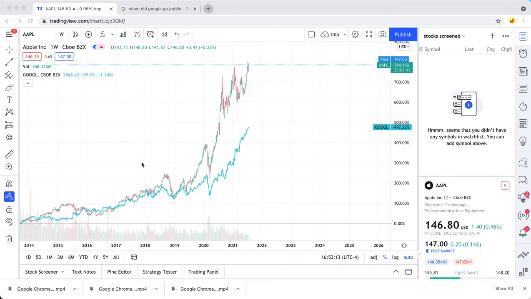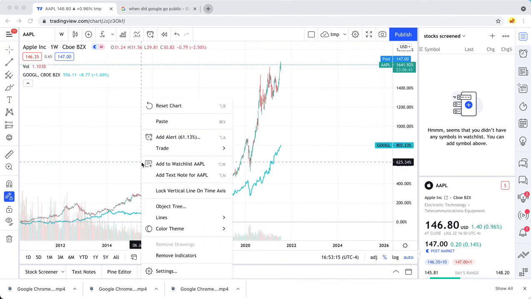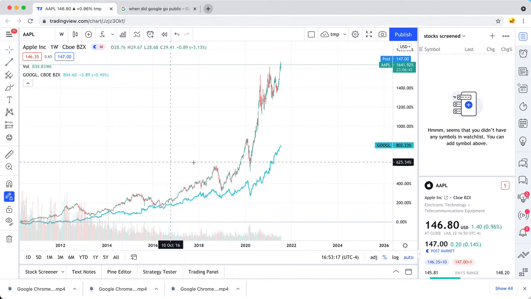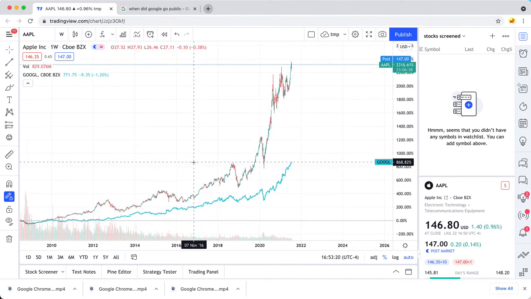So obviously the choice would be completely yours and you need to do your own research, but it's important to understand the differences between stocks like this because on the surface they may seem like very similar companies. They're both huge tech companies with customers all over the world, but in reality their stocks actually perform quite differently.